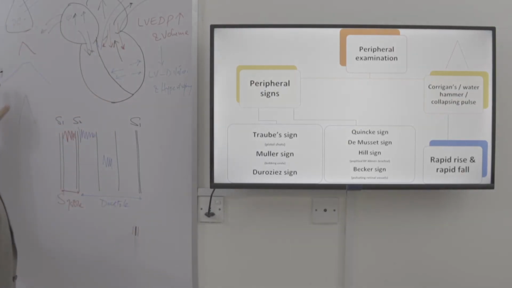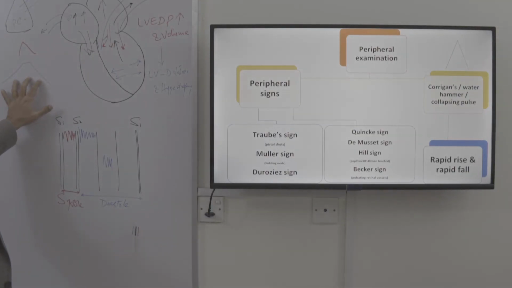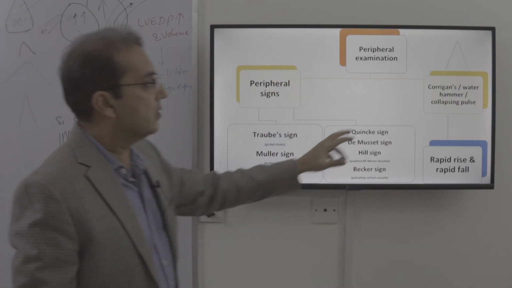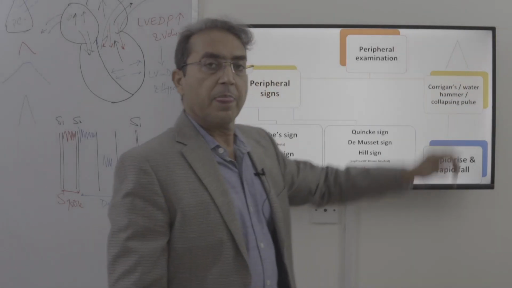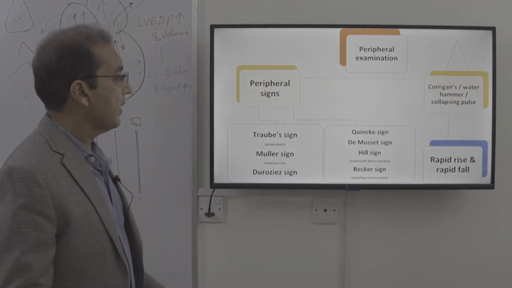We compare this with the pulse of aortic stenosis, which has a slow upstroke and a slow downstroke: there is a slow rise, a plateau, and a slow decline. But what happens in aortic regurgitation? There is a sudden rise, there is a peak, and there is a sudden fall. So the patient has this sort of pulse in aortic regurgitation.